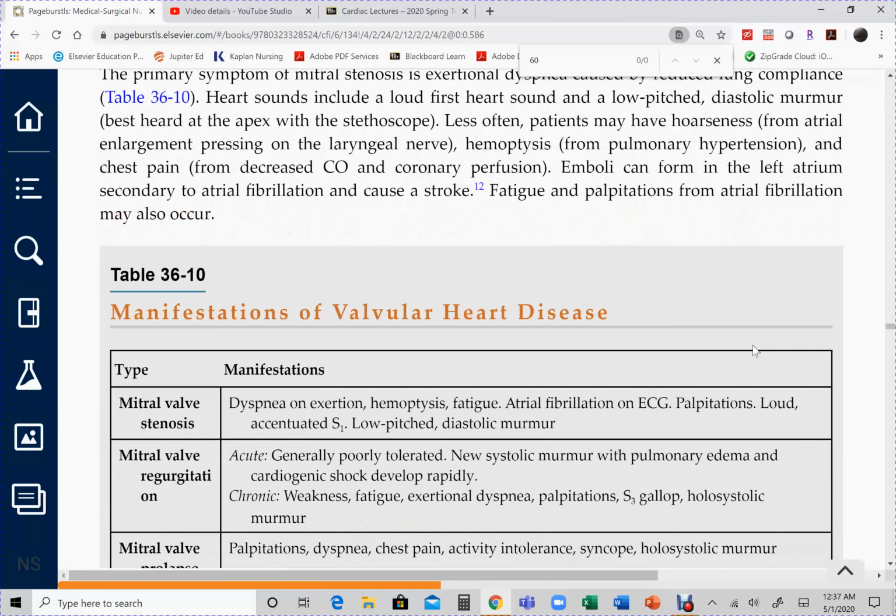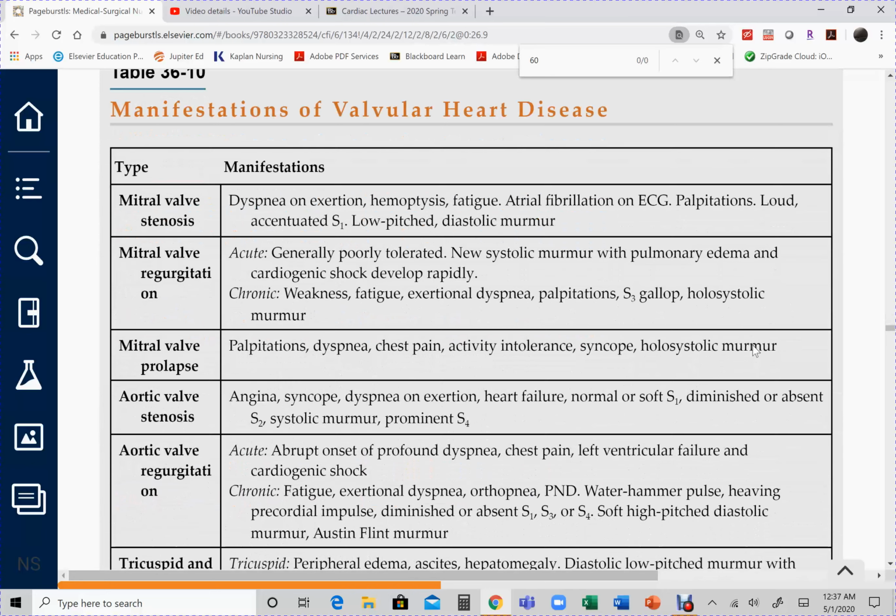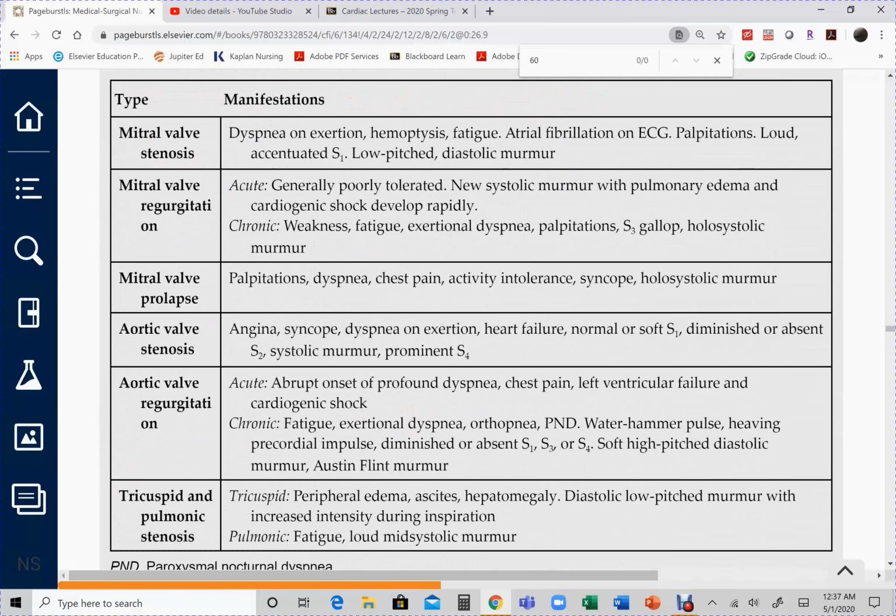Okay, so I won't do so much on the manifestations, because we already know this will be heart failure. It's also easy to remember. So the mitral valve is obviously on the left side. So what type of heart failure symptoms will you see? Left side. So you always have fatigue, shortness of breath. As you can see, there's no peripheral edema, because these are on the left side.